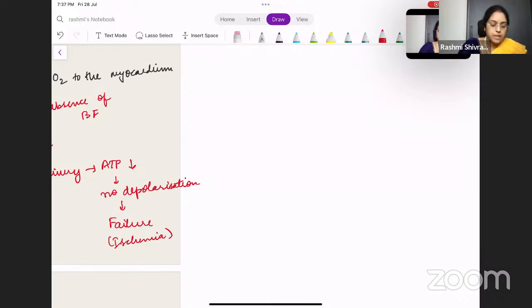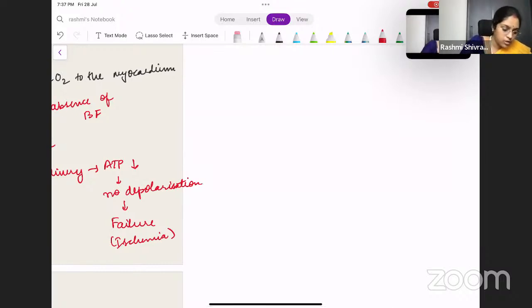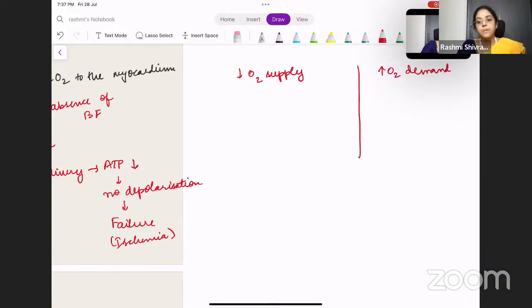Can you find this ischemic heart disease? There can be two problems. As I told you, there can either be a decreased oxygen supply or an increased oxygen demand. So when do you think the oxygen demand will increase? The myocardium can either require a lot of oxygen, that is increased oxygen demand, or otherwise the supply can be less. These are the two conditions where you can have ischemia, isn't it? When the oxygen supply is less, like I told you, there is decreased blood flow or absence of blood flow.